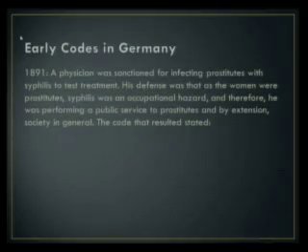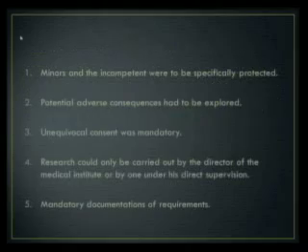The first code that we come across in Germany is in 1891. A physician was actually carrying out his own little research experiment. He infected, I believe, 4 prostitutes with syphilis intentionally to study its effect and design treatment. His defense was that the women were prostitutes, they were going to get syphilis anyway, so what's the big deal? It was an occupational hazard, and therefore he was performing a public service to prostitutes and by extension society in general. And again, this is utilitarianism or Hegelian ethics.